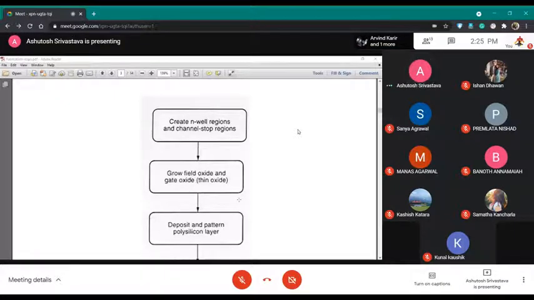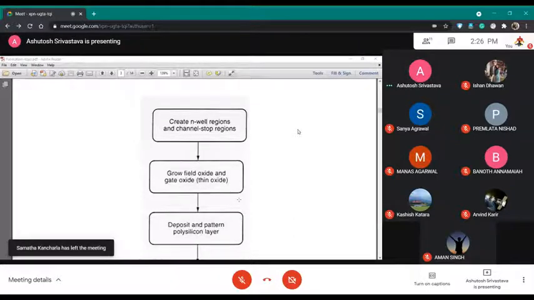And then you have, at the defined areas, channel stop regions. So you note down, this is the first step that happens in fabricating your transistor. Simple, very simple transistors, MOSFET transistors. So what you do is you make the N-well out of the substrate and you create the channel stop regions.